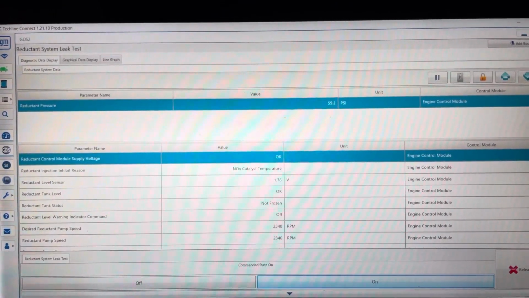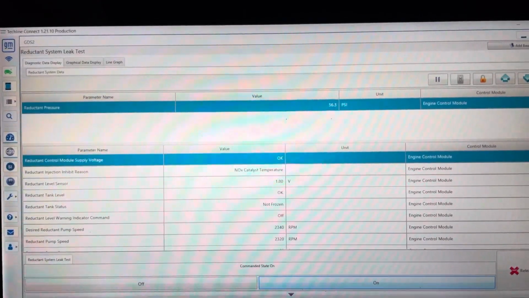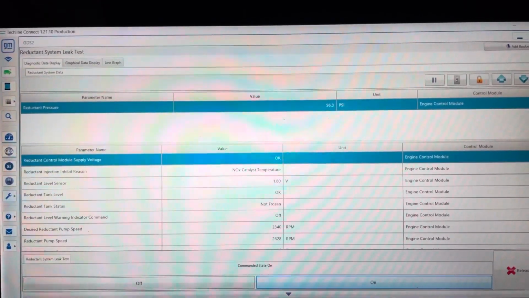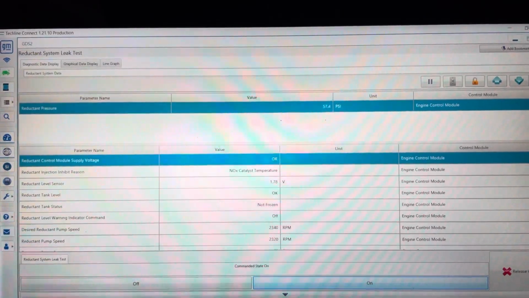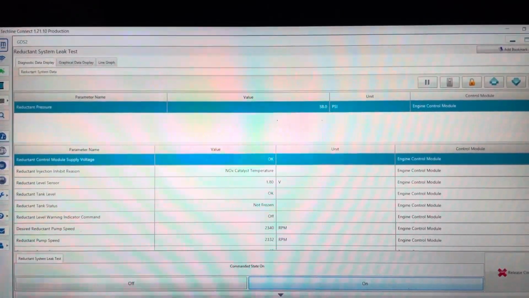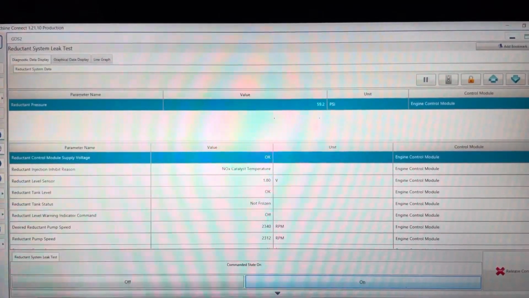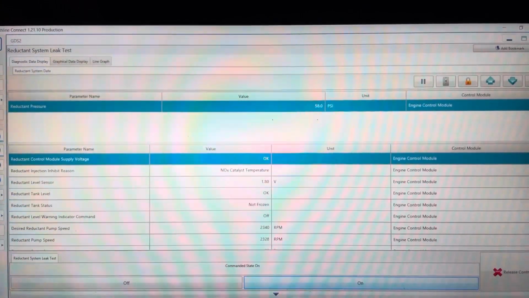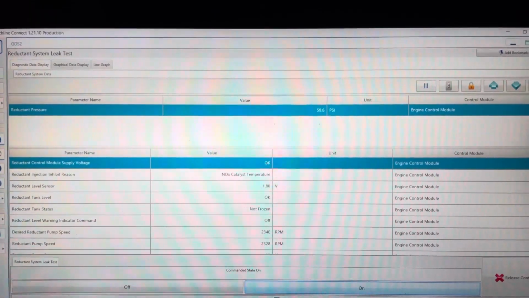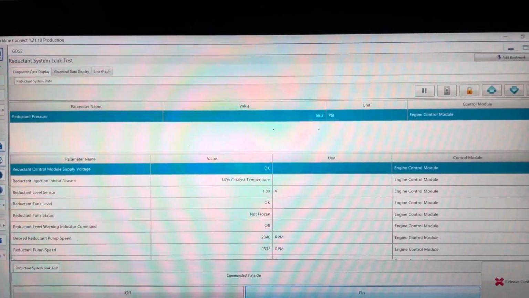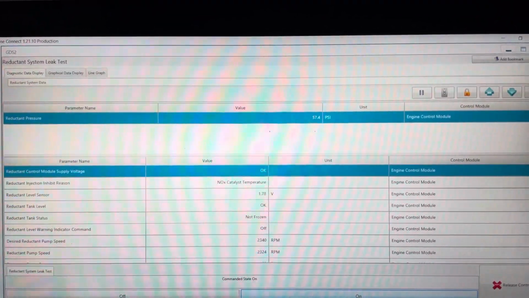Reductant system leak test is commanded on, and I saw about 59 psi, but it's settling out at 56, 57. That's kind of strange. I wouldn't be surprised if he ran it out of exhaust fluid and now it has some fluid in the tank. I don't know. I would probably visually inspect the tank also, just to make sure there's no signs of leaks. Visually inspect the injector, make sure there's no signs of leaks. But we are building a reductant pressure, so this might be a weird one.